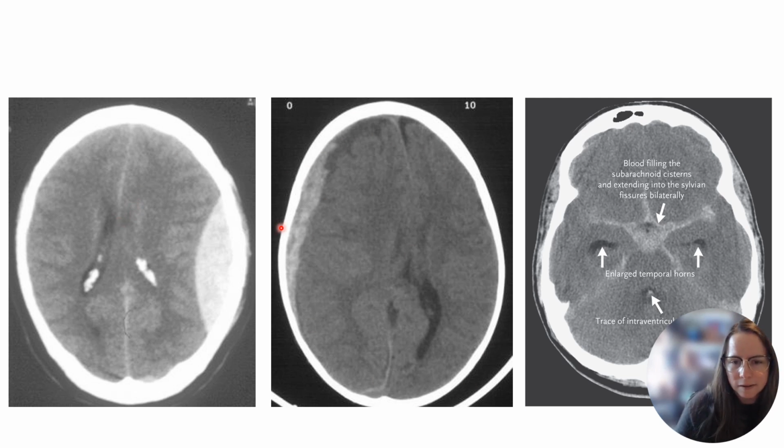This is an example of a subdural bleed. Now this is going to happen when you rupture the veins in this area. Because you have ruptured veins, the leak is slower, and so you're not going to have as quick onset of symptoms, but you will still have symptoms later.